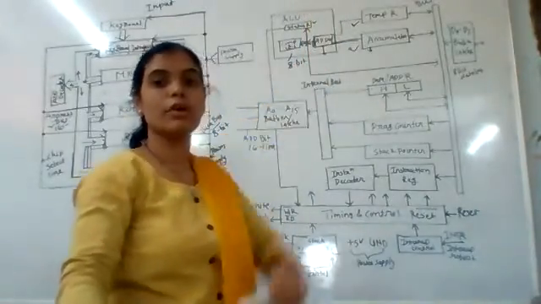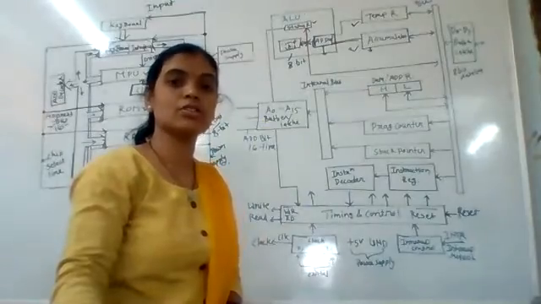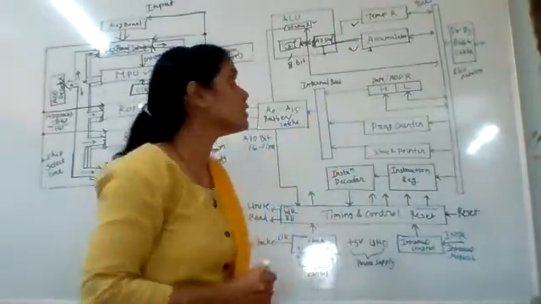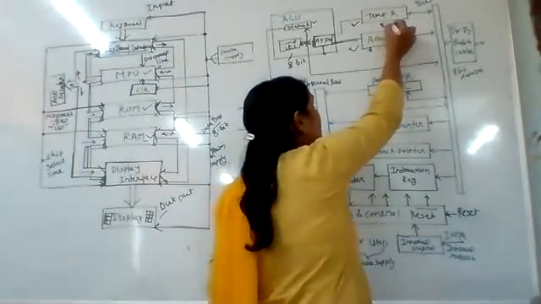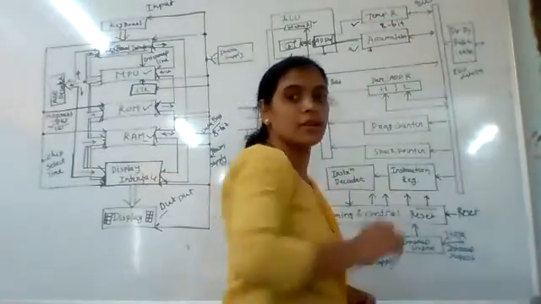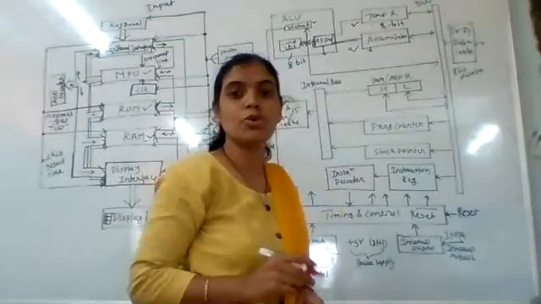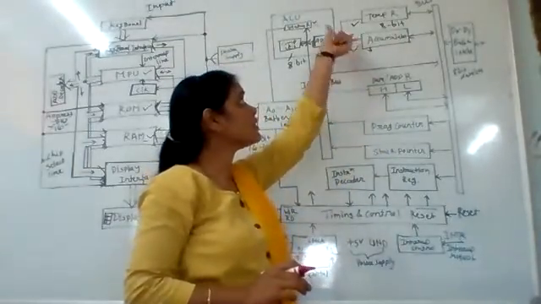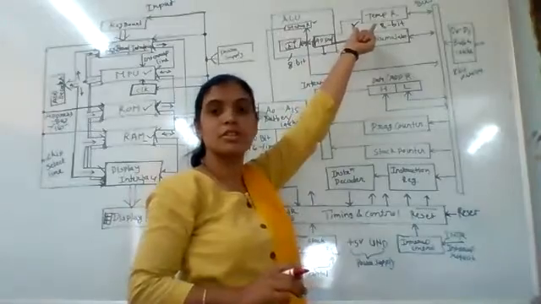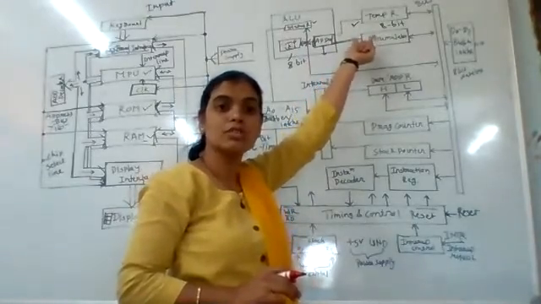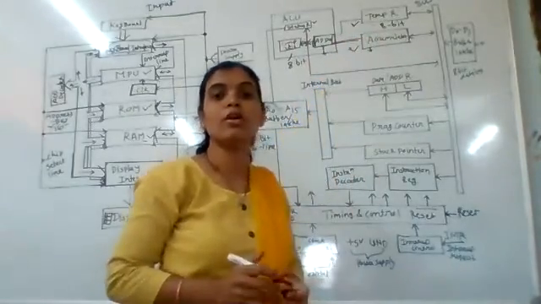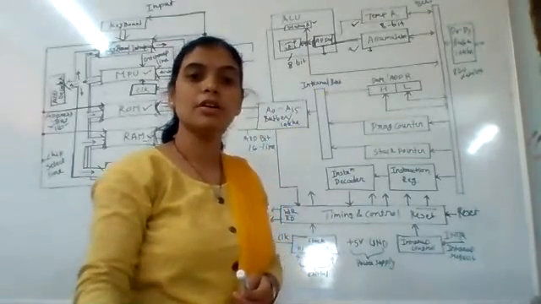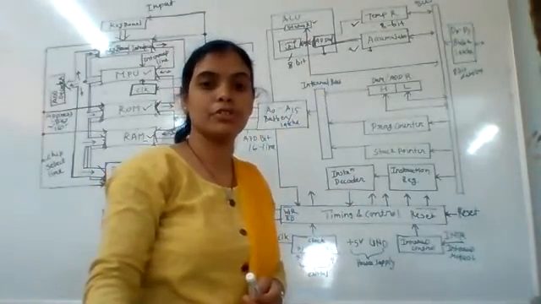Now one by one we see all the registers. Firstly, the temporary register. The temporary register is an 8-bit register. It is associated with the ALU. This register holds one of the data during the arithmetic and logic operations.